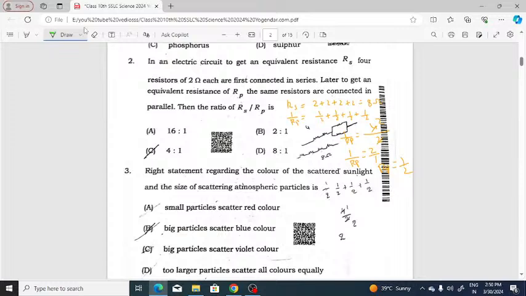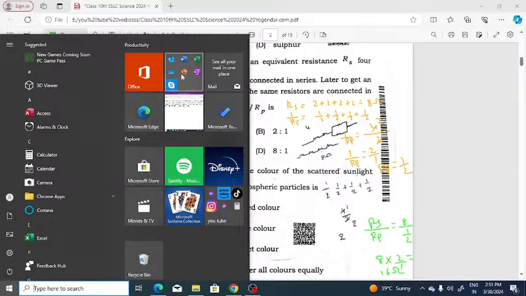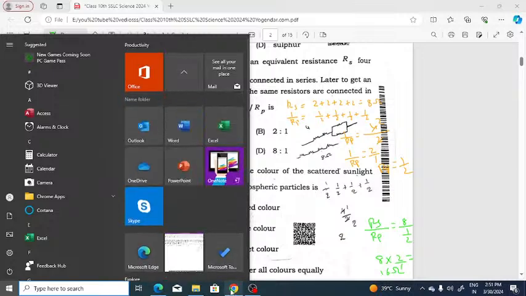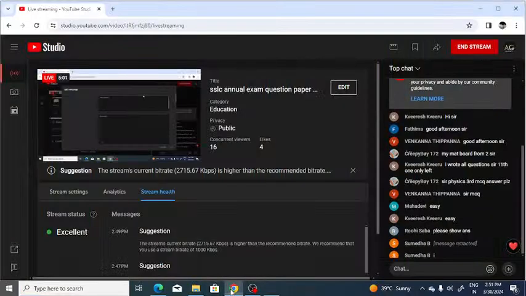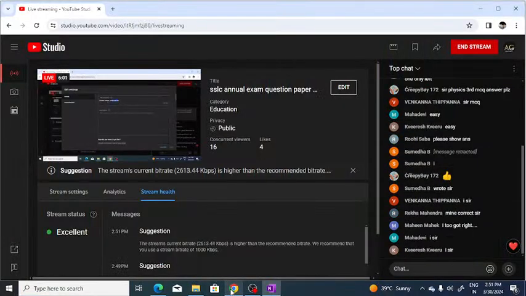So the ratio of Rs by Rp: the Rs answer we got was 8, and the Rp answer we got was 1 by 2. So you take the reciprocal, 8 into 2 by 1, and the answer is 16. How many students got the answer 16? Very good, I too got it right.